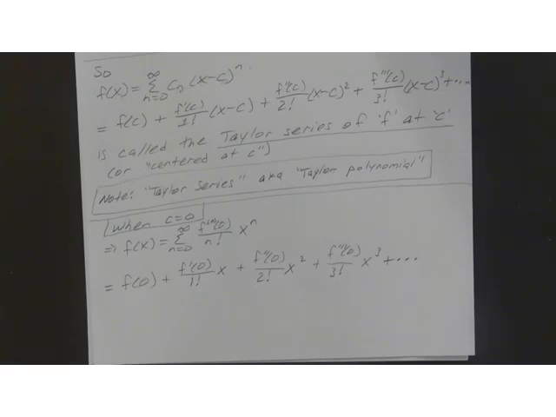So just making that one little change of making c equals 0 turns this from the Taylor series to the Maclaurin series.